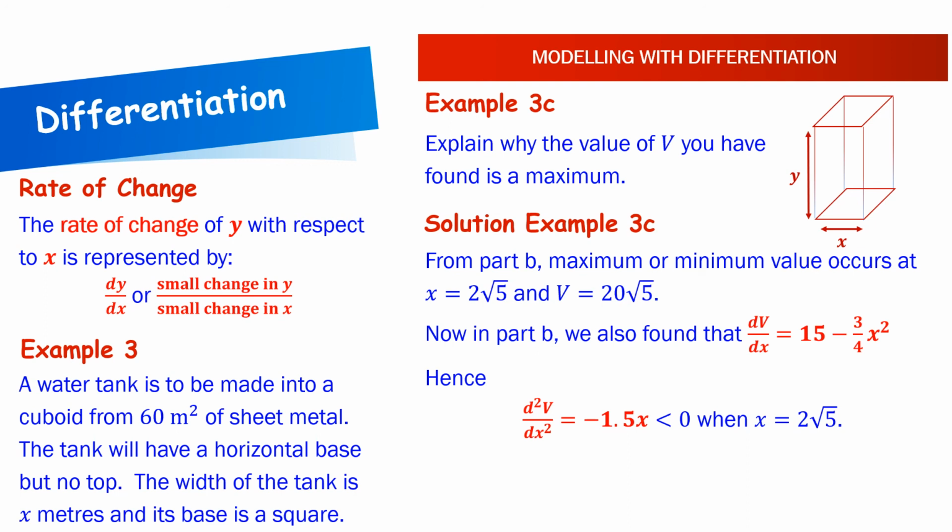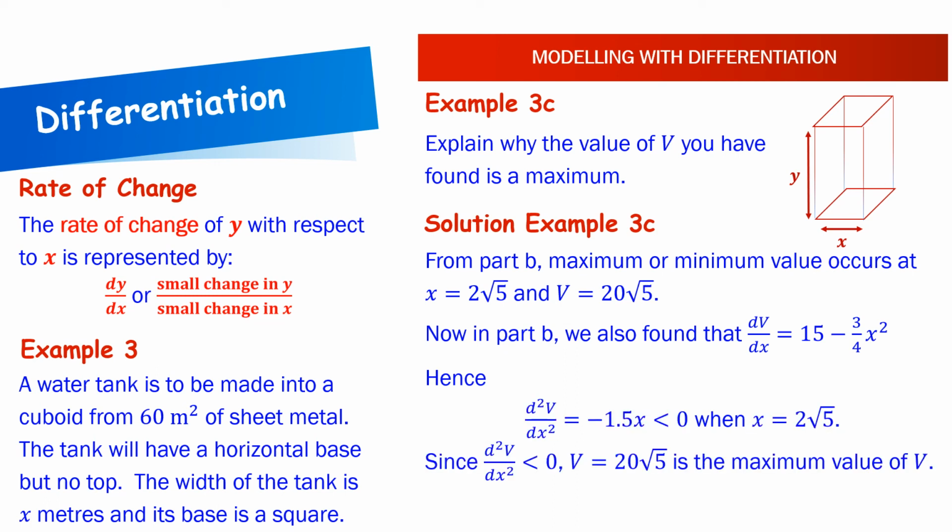And of course, this is less than 0 when x equals 2 root 5. Now, since d2V/dx squared is less than 0, we can therefore conclude that V equals 20 root 5 is the maximum value of V.